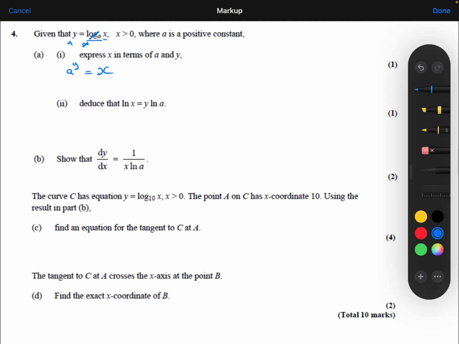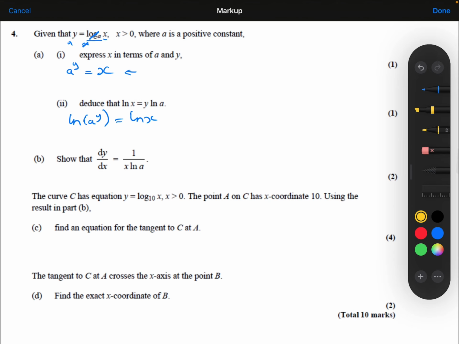Part II. Deduce that ln x equals y ln a. So we are continuing from our answer in part I here, and we're introducing logarithms. So we're going to take logarithms of both sides now. So I'll do ln of a to the power y equals ln x.